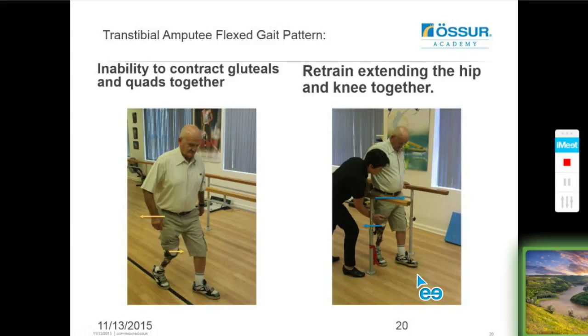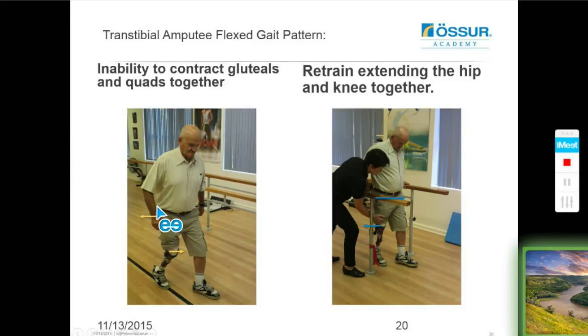So we've talked quite a bit about the above knee amputee walking gait. We're going to have a look now at the transtibial amputee who has a flexed gait pattern. And that's reflected in terms of prosthetic stance with hip and knee flexion occurring at the same time, because that superhighway of flexion has been produced over that long period of time.